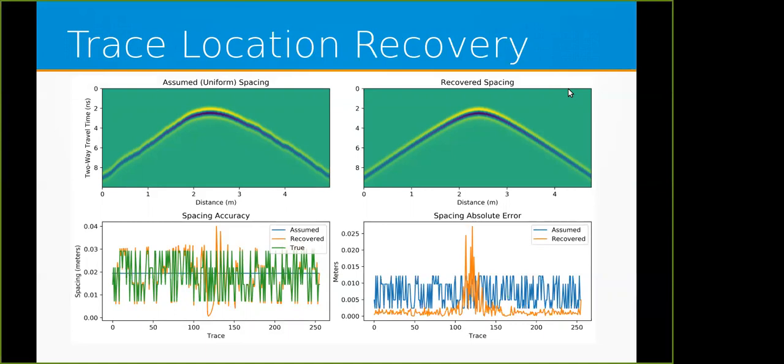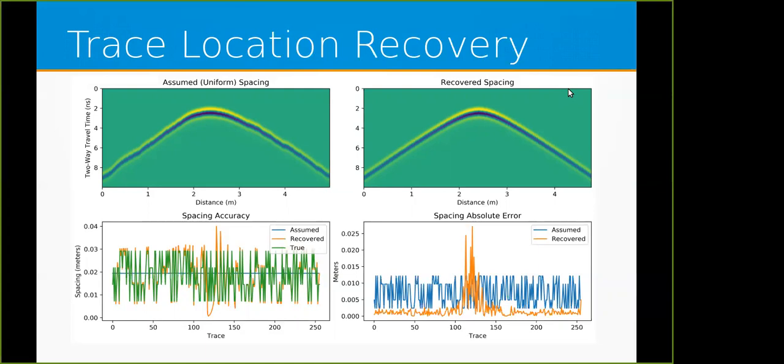And if we look in the lower right, we plot the absolute error between the true trace spacing and the recovered trace spacing and the assumed. And we see that almost everywhere the error for the recovered trace spacing is much lower than the error for the assumed trace spacing, except at the apex of the hyperbola, the apex of the diffraction.